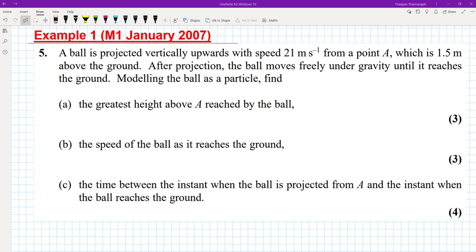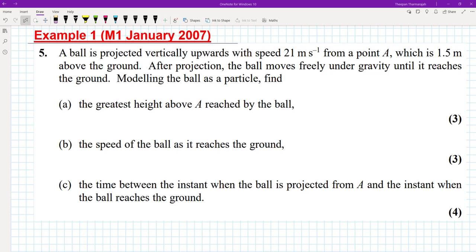In this video, we're going to look at some more SUVAT problems involving vertical projection. So let's take an example. A ball is projected vertically upwards with a speed of 21 meters per second from a point A, which is 1.5 meters above the ground.